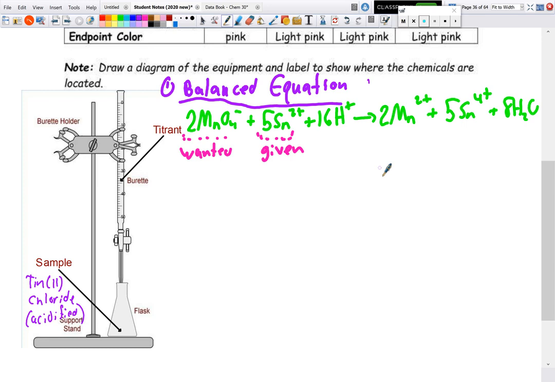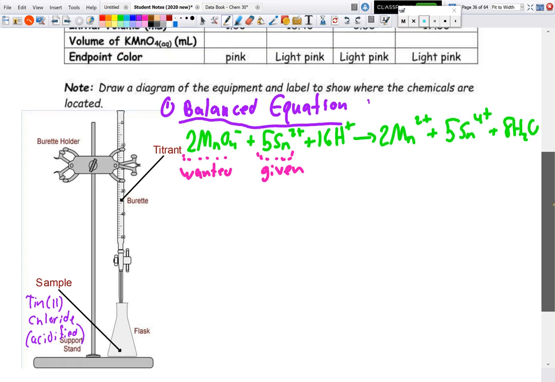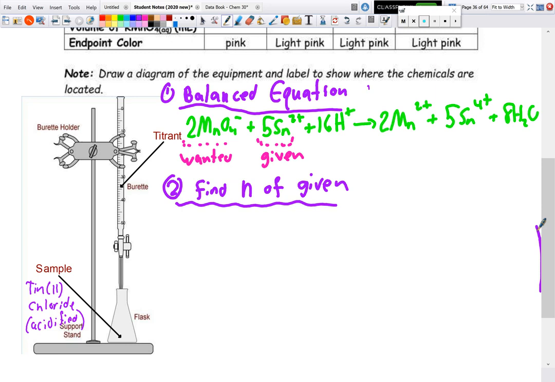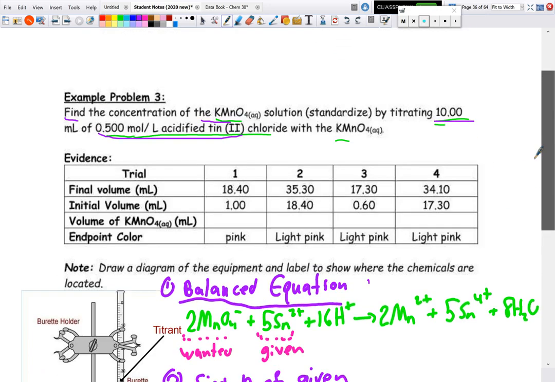All right, so I have that just kind of moved up there. And that is, of course, our step 1, our balanced chemical equation. Now our step 2 is still going to be find the number of moles of our given. In this case right here, it is our tin 2 chloride. In this case right here, just tin.